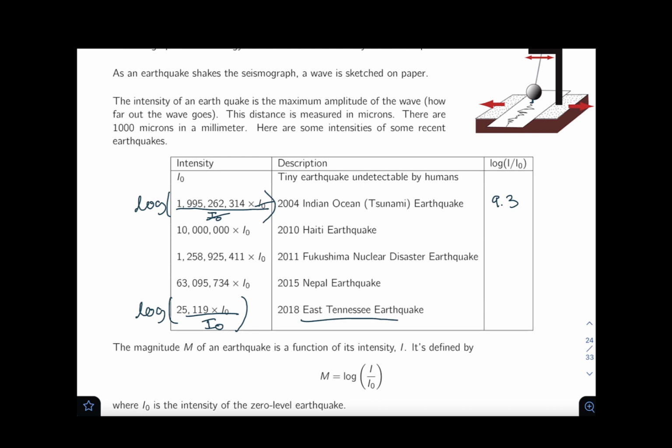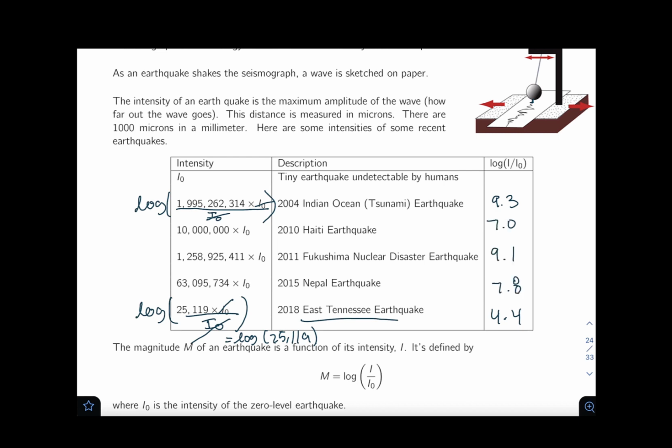If I do that for this last one, just as another example, my formula would be the log of the intensity divided by I naught. When I do that, the I naughts cancel out, and I'm really just looking at the log of 25,119. And if you throw that in a calculator, we're going to get 4.4. I'll go ahead and fill out the other ones, but you can pause the video and calculate these as well, just to make sure you're understanding what's going on here.